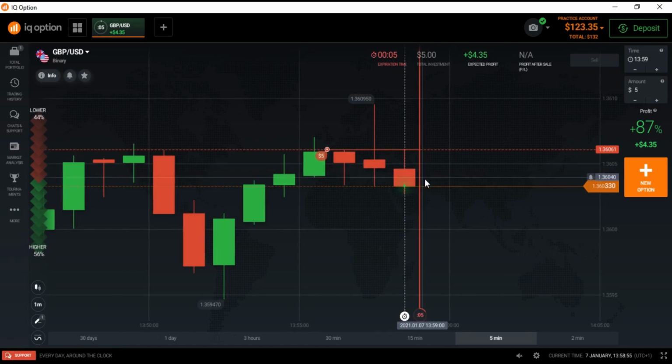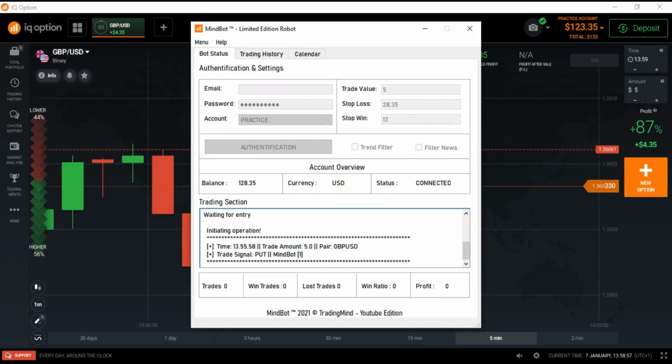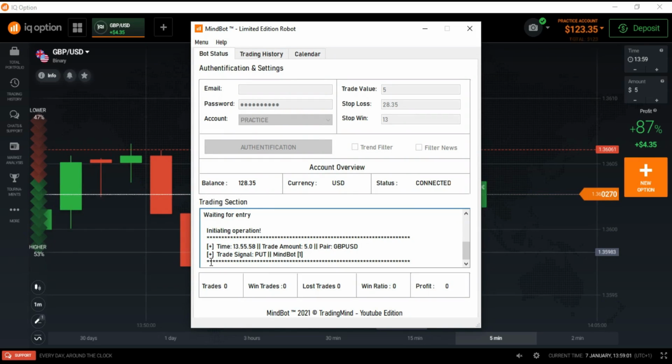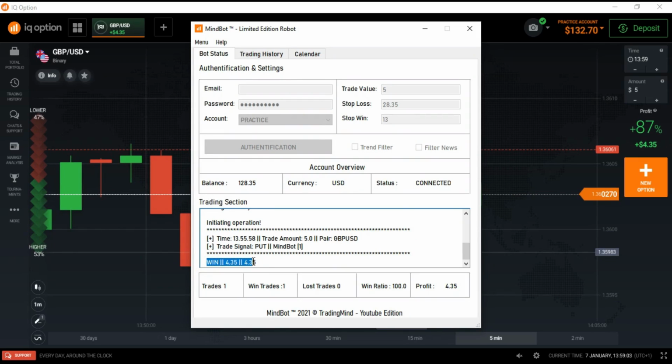So as you guys can see, this trade is going to the right side, so it's a winning trade. So it will show up here right now. It's a win trade. We made $4.35 and our winning ratio is 100%. The trades won is 1 and lost trades is 0. So we are gonna wait for the next trade.